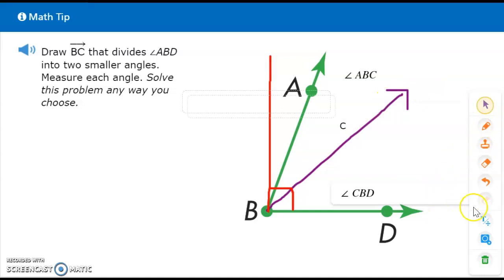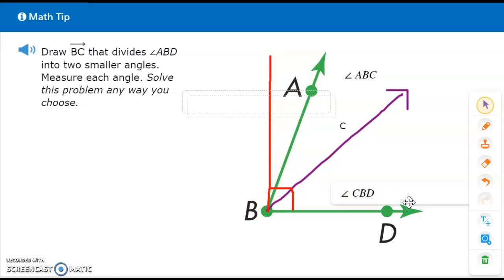Now I'm going to come in and label my two angles. Angle ABC, you can see here with the green and purple, and then angle CBD here with the purple and green. And so what this tells me is if I were to add up the measure of angle ABC and the measure of angle CBD, the sum of those two added together would give me the measure in degrees of the big angle ABD.